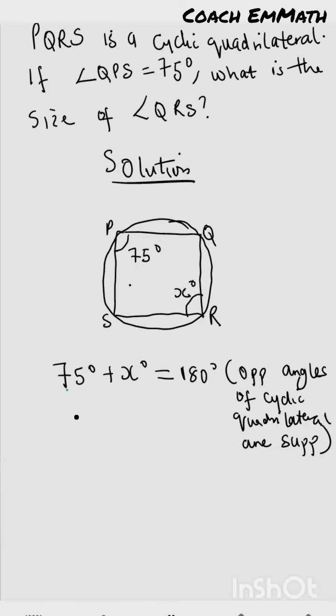So this simply means the next thing I'm going to do is to make my x the subject of the formula by collecting like terms. So my x is equal to 180 minus 75. Anything that switches side from the left hand side to the right hand side, the sign must change. So here it was plus before, now it becomes minus 75.